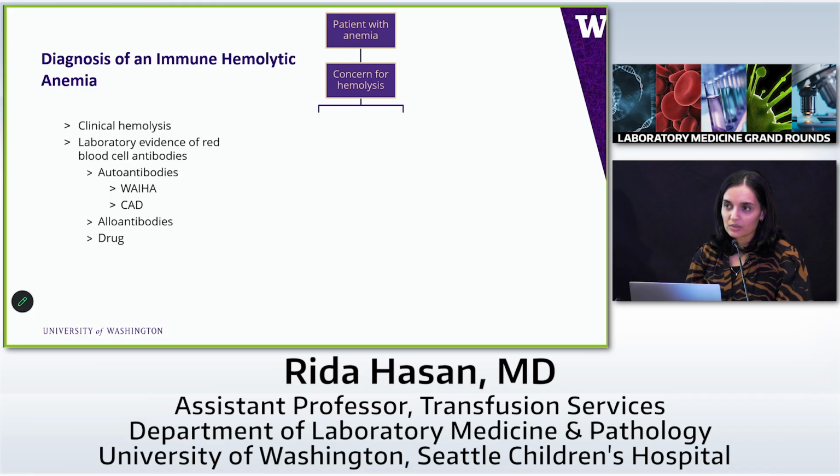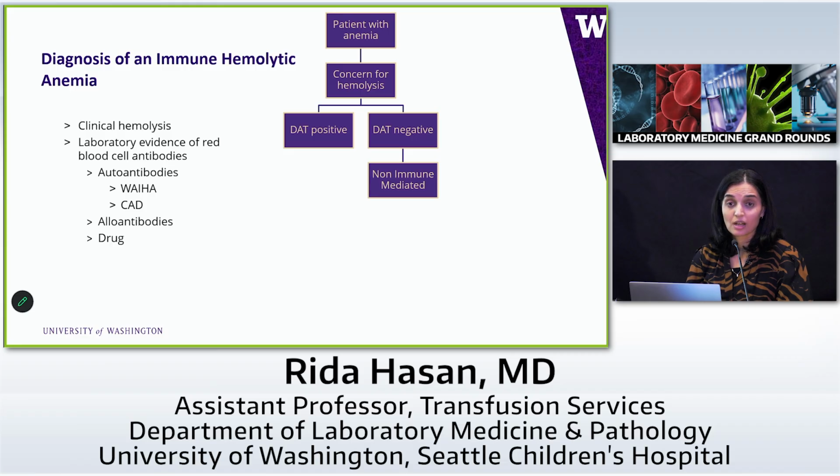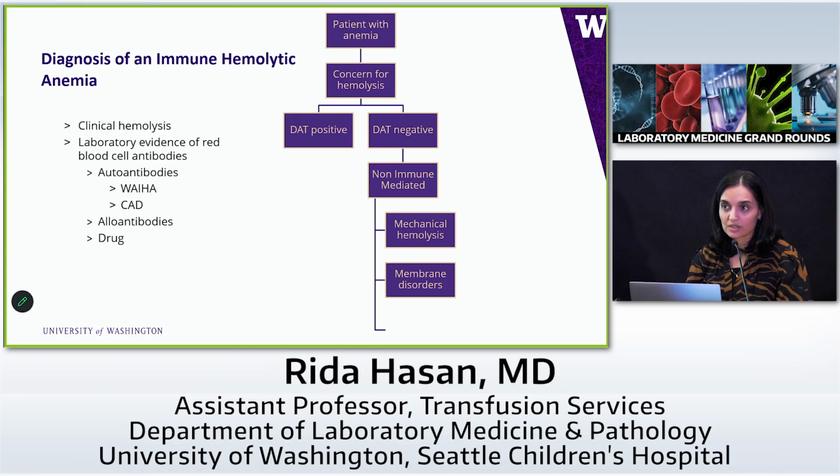And then the next step when you are thinking it's hemolysis is that you're trying to figure out, is it antibody mediated or not antibody mediated? So you send off a DAT. And your DAT could either be positive or it could be negative. If your DAT is negative, then I'm thinking, okay, it's probably not immune mediated. And the differential here could be mechanical hemolysis. The patient has a heart valve, maybe they're on ECMO, something is going on with them. Membrane disorders, this is hereditary spherocytosis, hereditary elliptocytosis, and then hemoglobinopathy, so sickle cell disease being the classic hemoglobinopathy we think about with a hemolytic anemia.